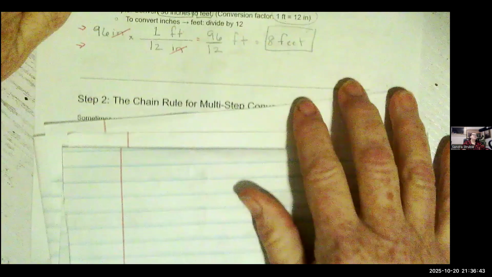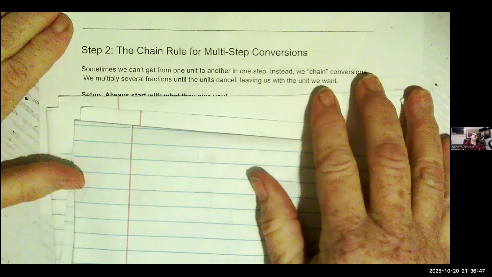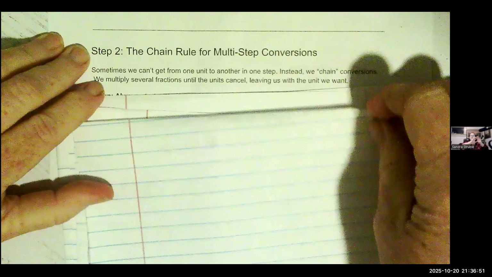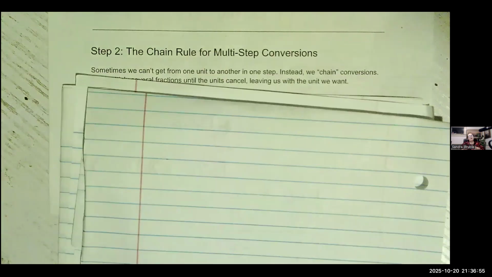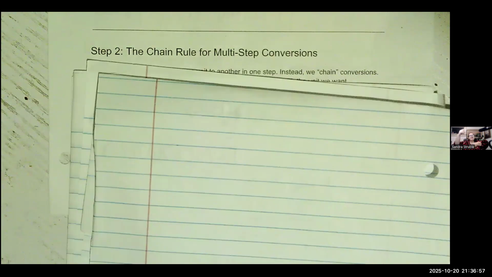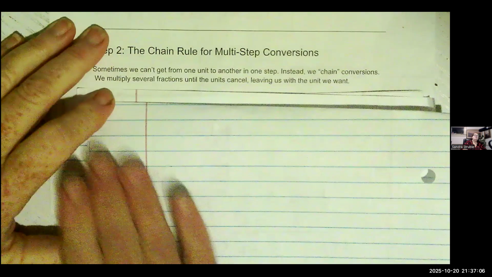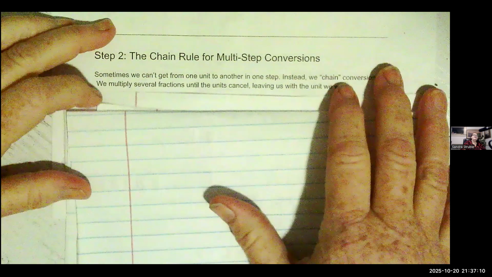So the next one. Now we're going to start the chain rule for multi-step conversions. I said sometimes we can't get from one unit to another in one step. Instead, we chain these conversions together. Always start with what they give you, and then you're going to have to get rid of what they give you and start heading in the direction of what they want. So we multiply several fractions until the units cancel, leaving us with what we want. So here's the setup, and you'll always set it up this way.